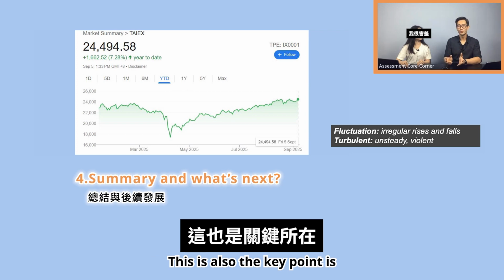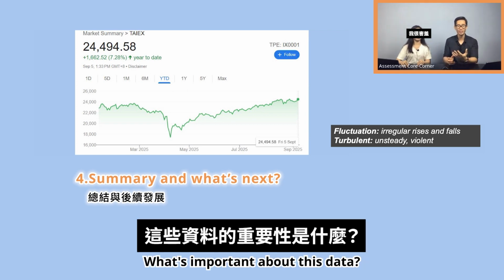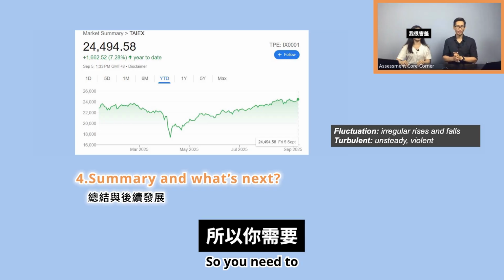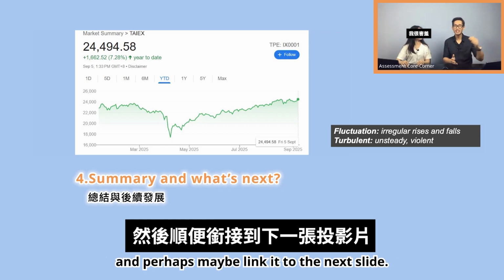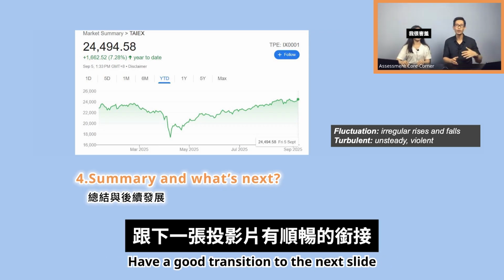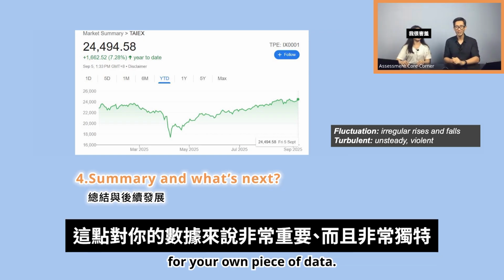This is also the key point: why are you showing this data to your audience? What's important about this data? So you need to maybe tell them, what's the future plan for this? And perhaps link it to the next slide and have a good transition to the next slide. So again, this is very specific and unique for your own piece of data.